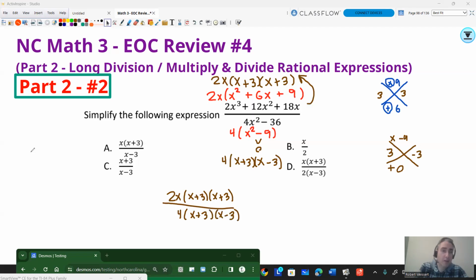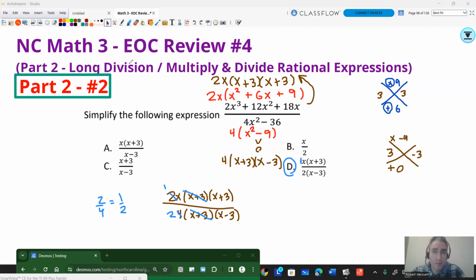And now I can cancel things out. So I have an x plus 3 factor that'll cancel out. And I also have this 2 and 4. See, 2 over 4 reduces to 1 over 2. So that's actually going to be 1/2. And so that's why you see this 2. You don't see a 1 there because you don't need to write the 1. But the x doesn't go away. And then you have x plus 3 over 2 times x minus 3. That'll be your simplified answer.